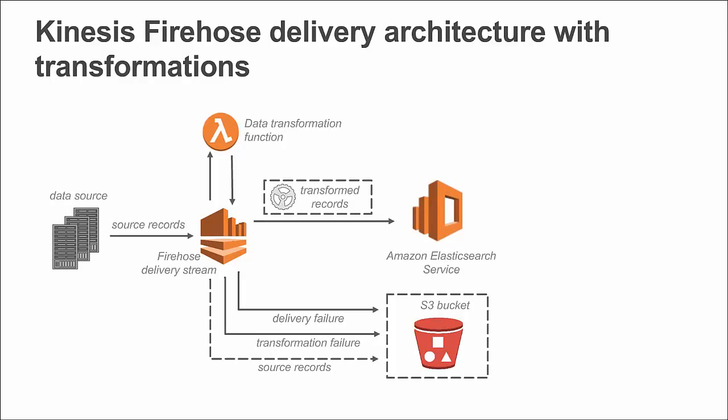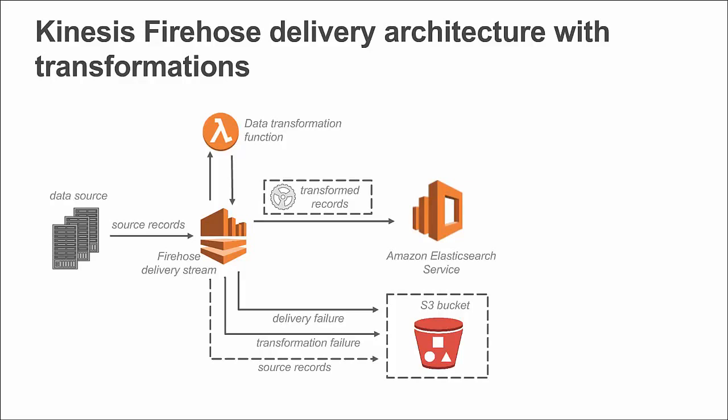So the Lambda function returns those to the Kinesis Firehose stream, and then that delivers the records to the Elasticsearch service, again with the buffering and the retries that we talked about.